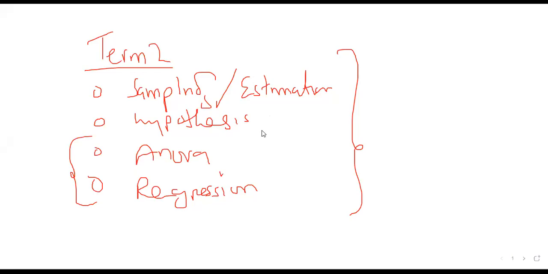So if there are topics that you need to really dominate for you to clear the exam, even these 4 topics are enough for you to clear the exam. We have regression, ANOVA, hypothesis, sampling and estimation, and sampling distributions.